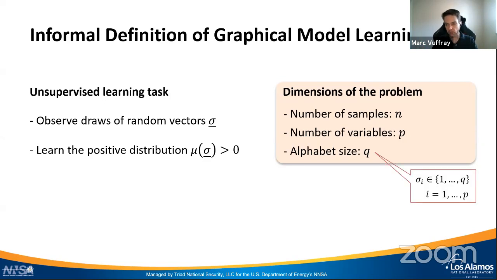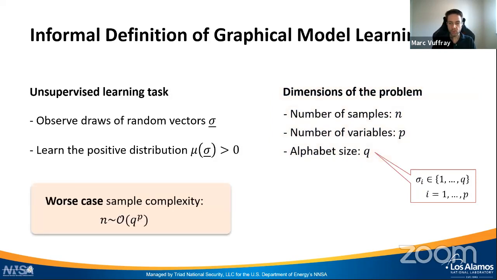So here you see the example of what this vector may be. You have these variables indexed by i from 1 to p, and this sigma can take this kind of generalized spin, in a way, taking values from 1 to q. If it's a classic Ising model spin, it will take values -1 and 1.